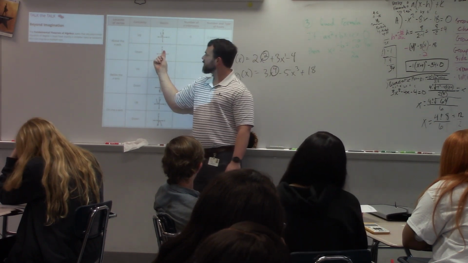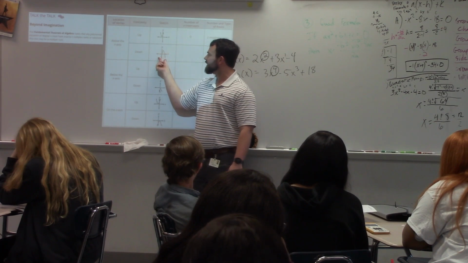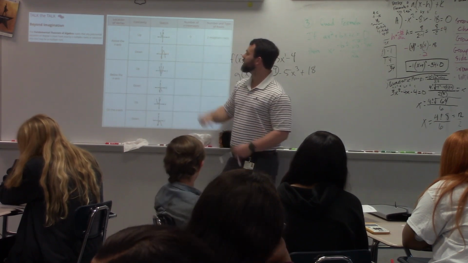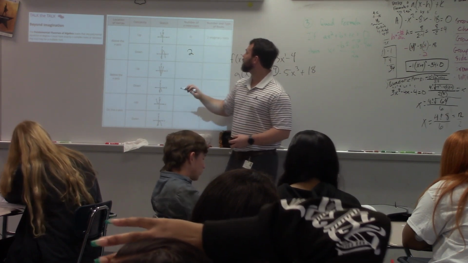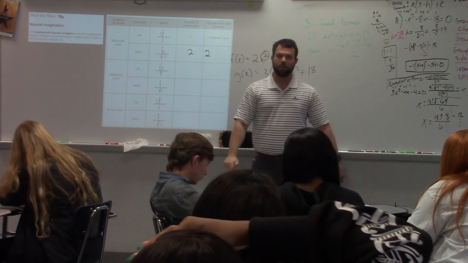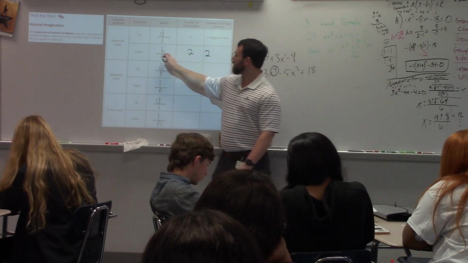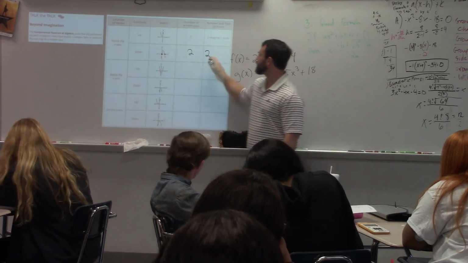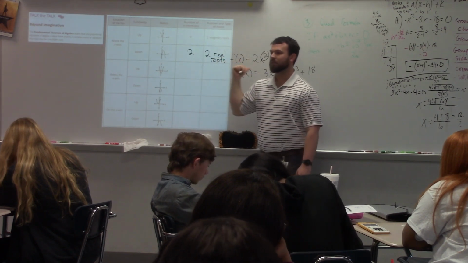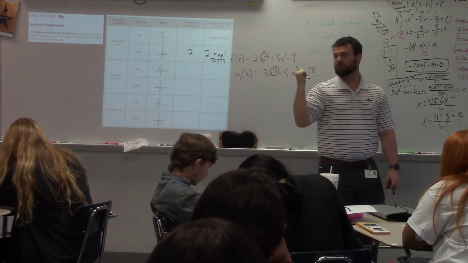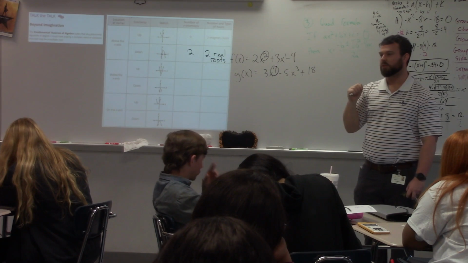Here, when the vertex is above the x-axis and it's concave down, how many x-intercepts does it have? 2. So, how many roots does it have? 2. Are they real or imaginary? They're the 2 x-intercepts, 2 real roots. So notice the link. This isn't new information, it's just formalizing what we've already learned.